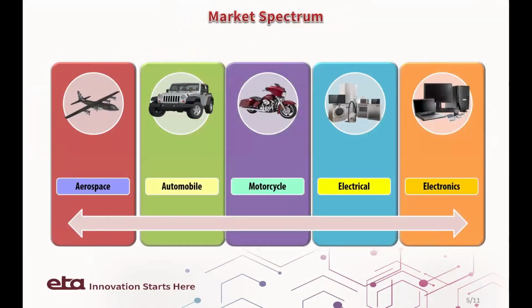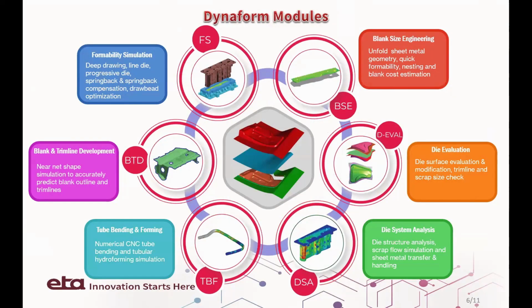The market spectrum of Dynaform ranges from aerospace, automobile and motorcycle to electrical and electronics industries. Basically, any industry that involves sheet metal stamping is a potential Dynaform target. Currently, Dynaform consists of 6 distinctive modules.